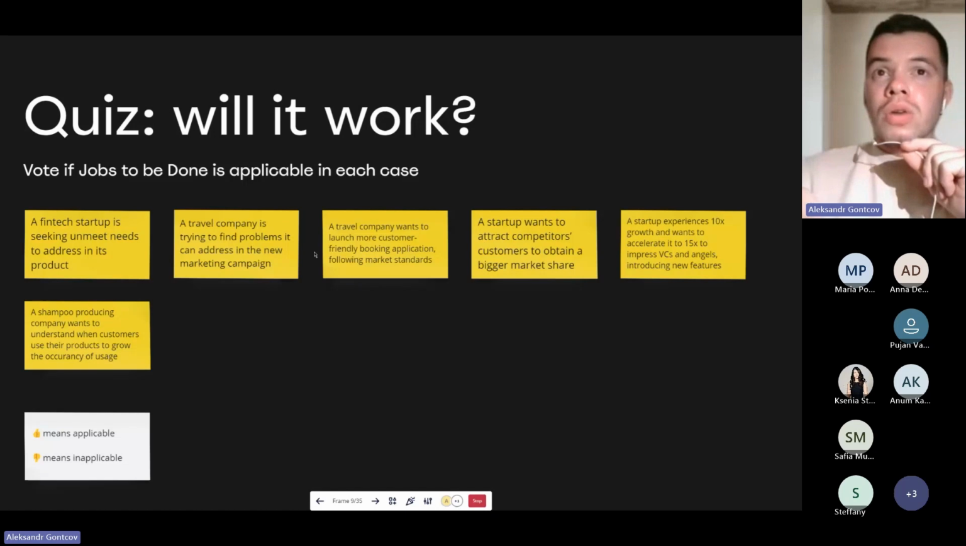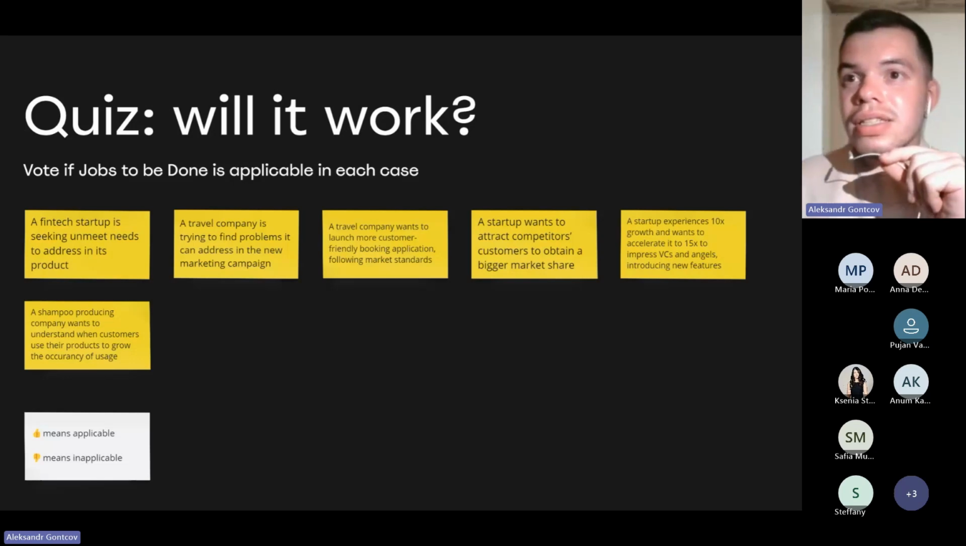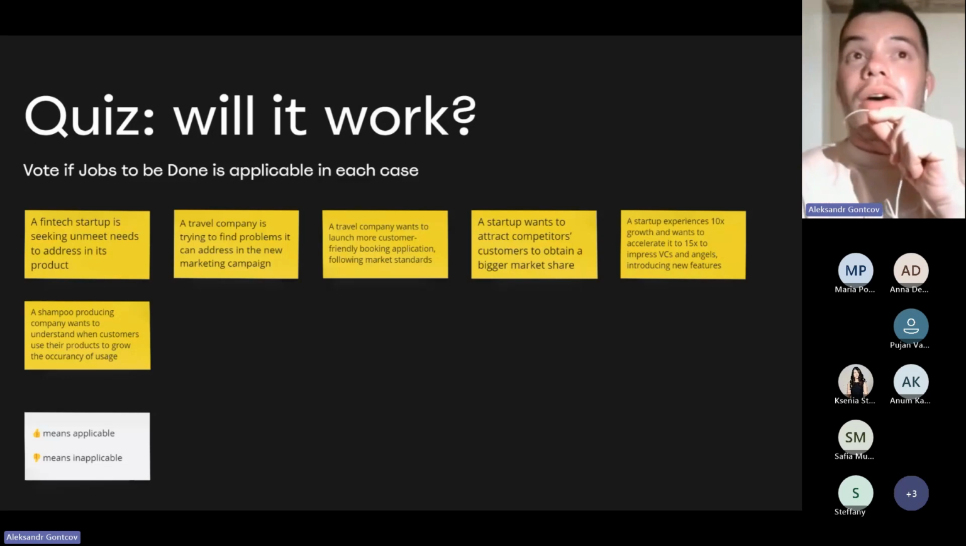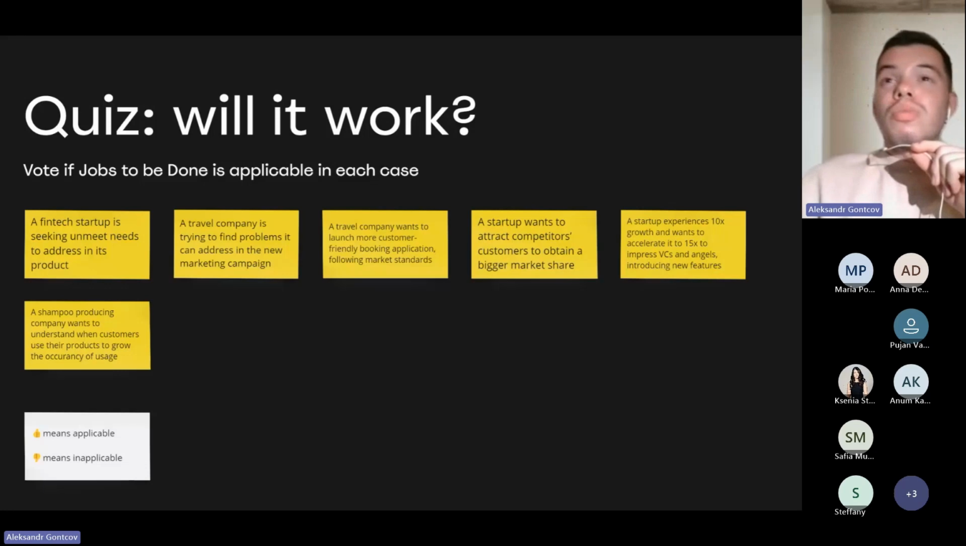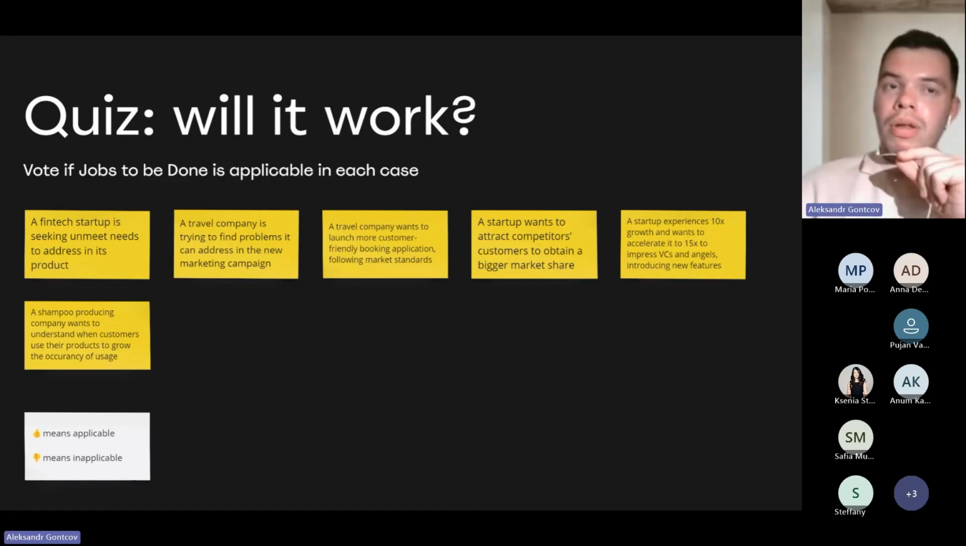When a travel company wants to launch a more customer-friendly booking application, following market standards and market procedures, what do you think? Is jobs to be done applicable here or not? Again, thumbs up, yes, thumbs down, no. So Sophia says yes, Stephanie says no, Maria says yes, and Ina says yes as well. Actually, in this case, jobs to be done is not the best tool to address this particular problem.